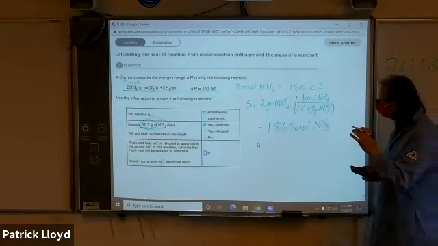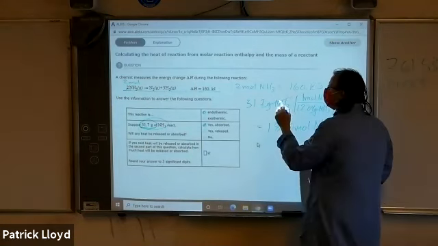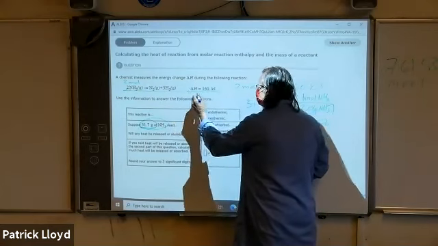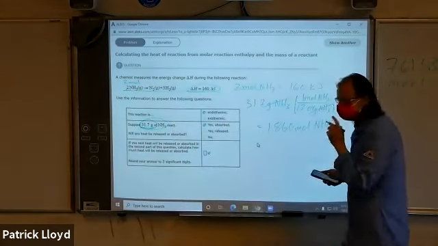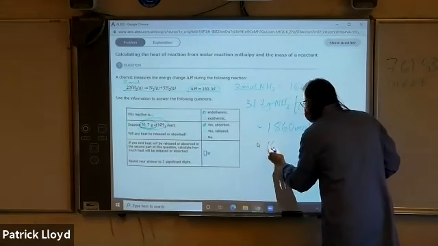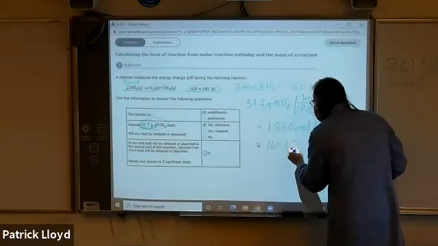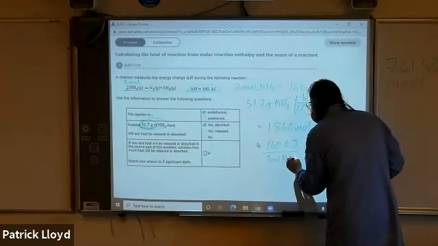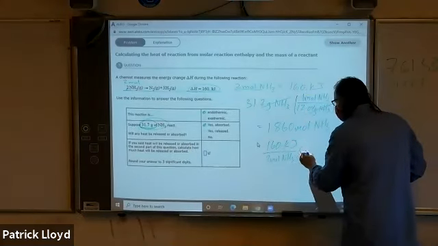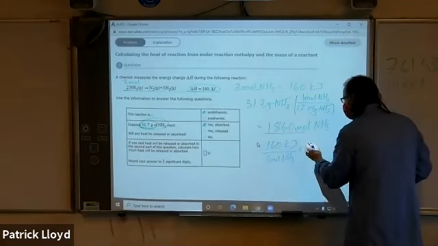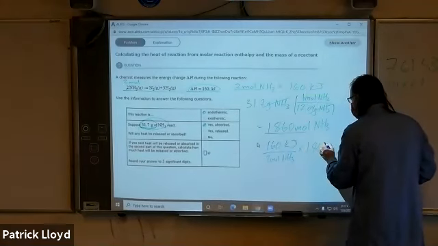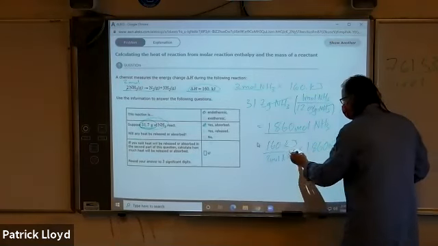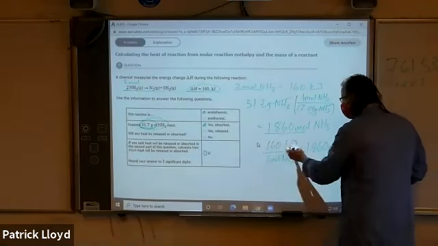So how do we do the final step? What you do is you write it this way. You say it's 160 for every 2 moles. So 160 kilojoules for every 2 moles. And then multiply that by 1.86 moles. Okay. And then your moles cancel.